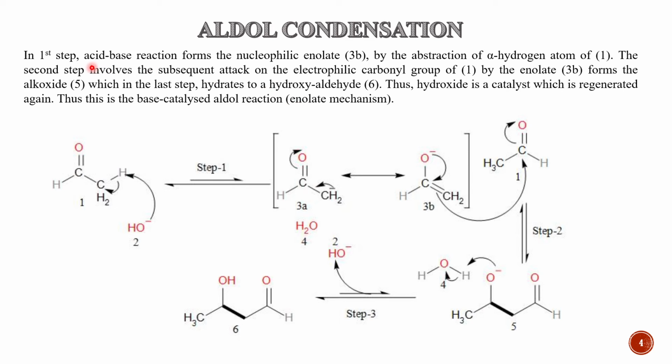So let us study this summary that I have written. In the first step, an acid-base reaction forms the nucleophilic enolate 3b by the abstraction of an alpha hydrogen atom of 1, that is the acetaldehyde. The second step involves the subsequent attack of the enolate 3b on the electrophilic carbonyl group of 1. This attack forms the alkoxide 5, which in the last step is protonated to the hydroxyaldehyde 6.